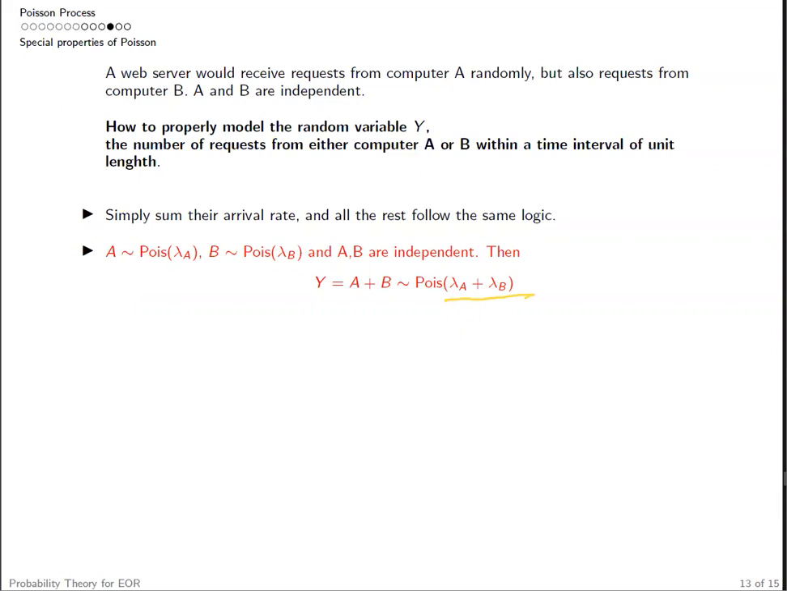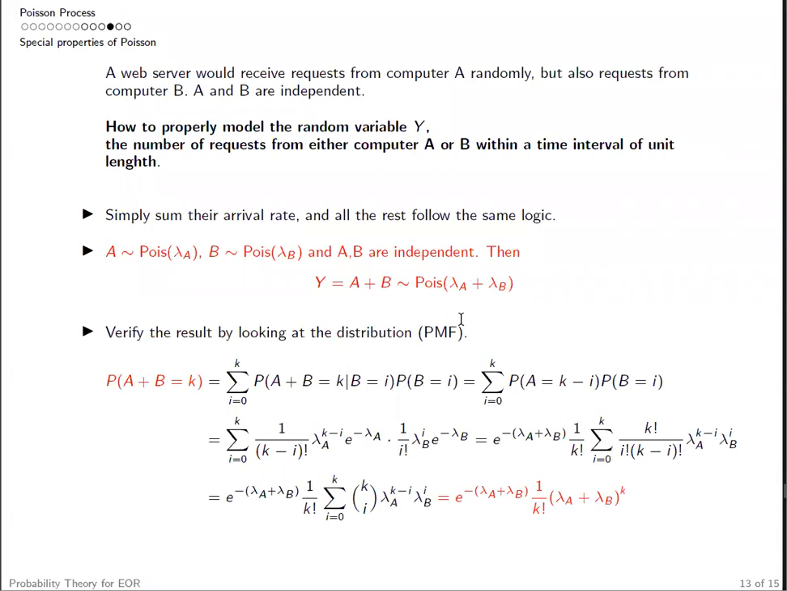Well, we can easily prove these results by deriving the PMF of Y, right? Because we see Y follows a Poisson distribution as long as the PMF of Y is exactly the same function as that of a Poisson distributed random variable with parameter equal to lambda A plus lambda B. So let's verify the result by looking at the distribution.